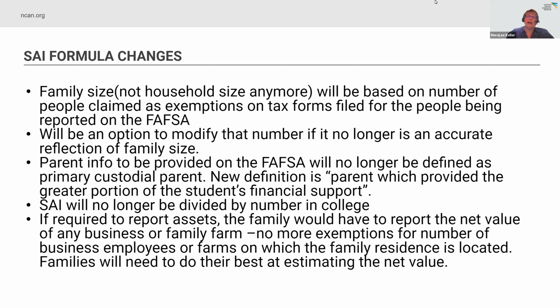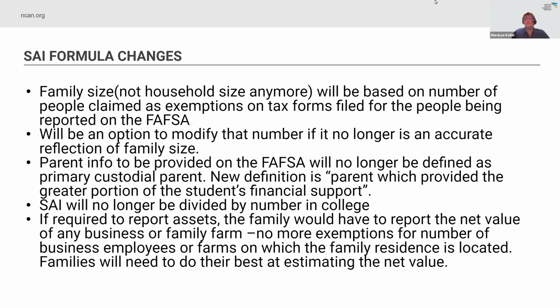The SAI formula, unlike the EFC formula, will no longer be divided by the number of students in college. This could have an effect on families that have multiple siblings in college at the same time, because currently it would calculate their EFC and then divide it by the number of family members in college and appropriately award the EFC to each student. That is going to change. And so people with maybe no changes in income will see an increase in their SAI. They're also going to be required to report all assets if they have to.